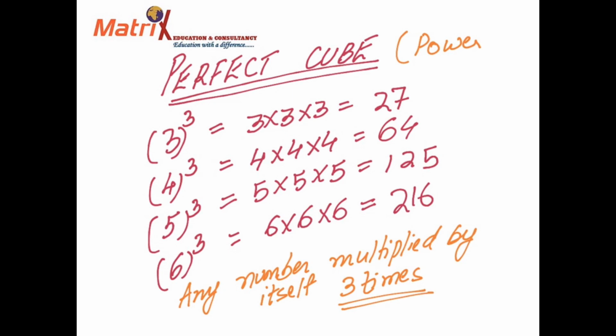I have written on the board, power is equal to 3. Any number multiplied by itself 3 times, that's a perfect cube. Again, I'm repeating, perfect squares, perfect cubes, it all depends upon the power of the exponent. How many times the number is multiplied by itself, that will decide whether it's a cube, square, fourth power, whatever it is.